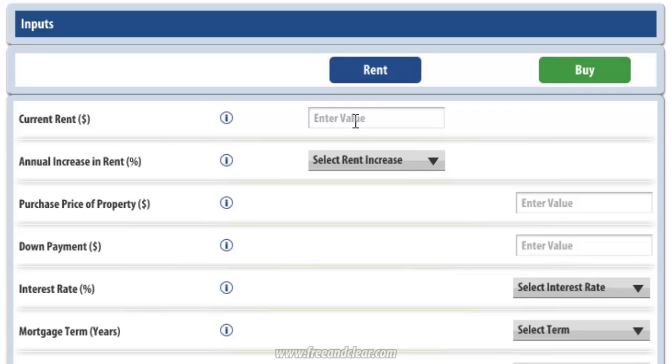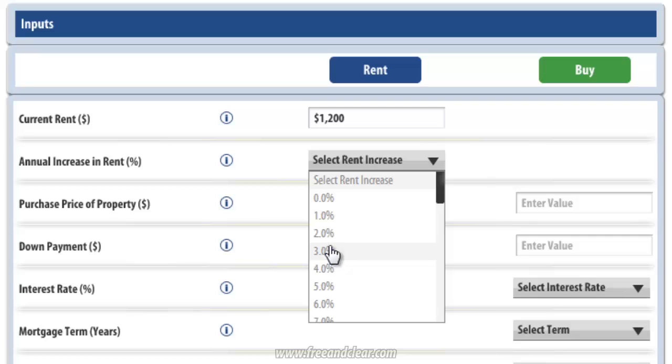The first input is current rent, or the monthly rent you want to use for your comparison. I'm going to use $1,200 in this case. The next input is annual increase in rent. This allows you to compare what your rent will be in the future to your mortgage payment. In this case, I'm going to say that our rent increases by 2% every year, so I'm going to select 2 from the drop-down menu.